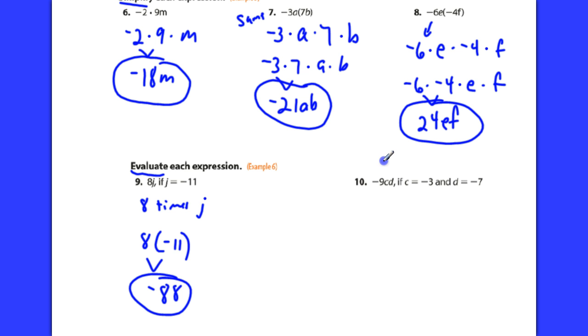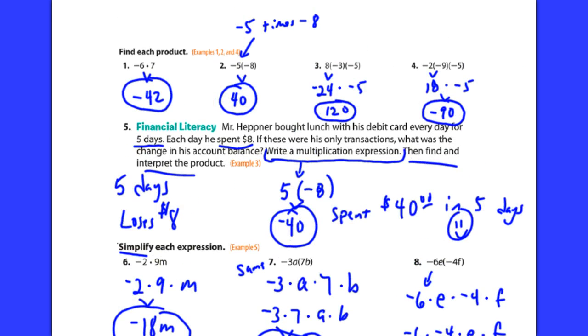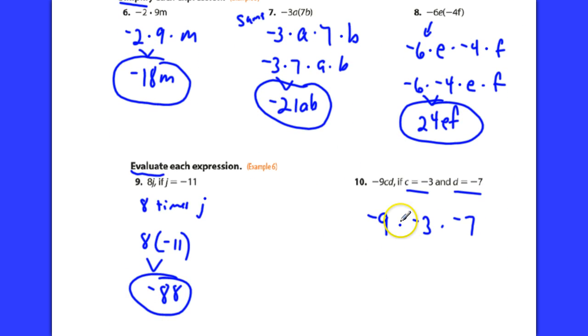And then the last one, number 10, and then we're going to stop this video, and it's going to be a short one too. That's good news. Negative 9 times c times d if c is negative 3 and d is negative 7. So all these things are multiplied here. Again, nothing in between, multiply. So you have negative 9 times negative 3 times negative 7. Then you just do them like the questions at the top of your page, up there where we had 3 steps. Multiply these two. Negative times negative is positive 27 times negative 7. Now 27 times negative 7, that's a negative 189.